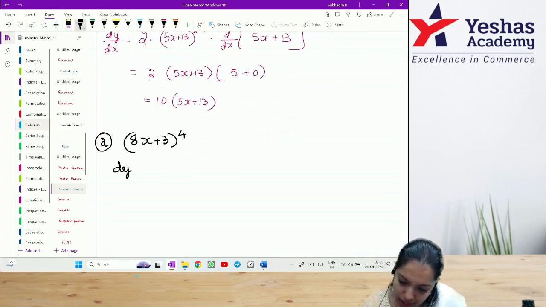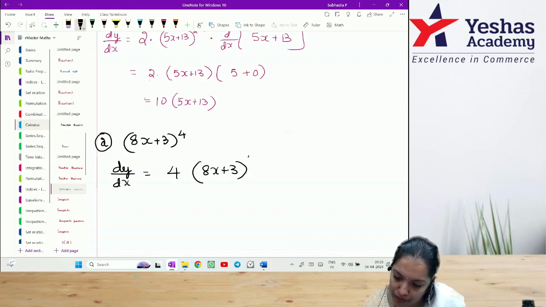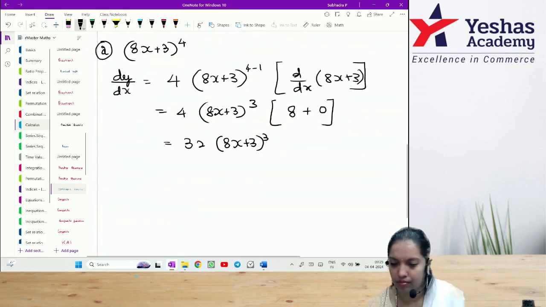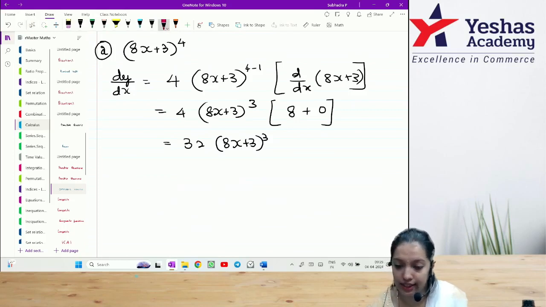For the second one, the derivative of y with respect to x is 4 into (8x + 3) whole power 4 minus 1 into the derivative of 8x plus 3. So your answer will be 4 (8x + 3) the whole cube into the derivative of 8x, which is 8; the derivative of 3 is 0. 8 fours are 32, so 32(8x + 3) the whole cube. Next, the third one.